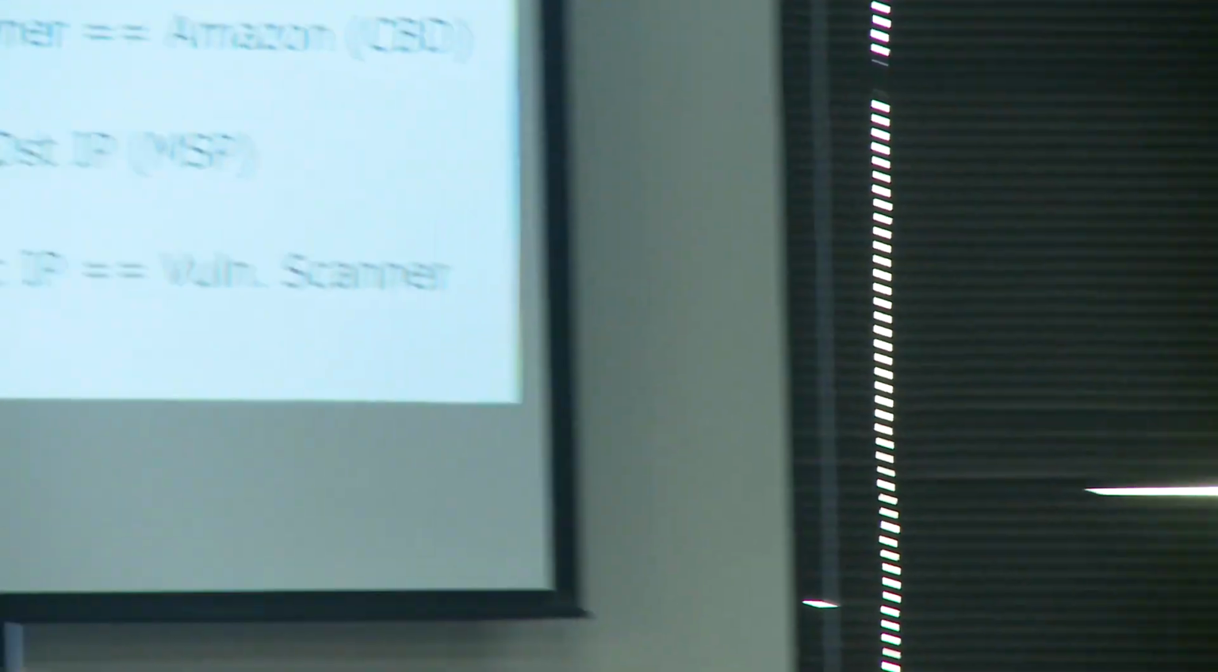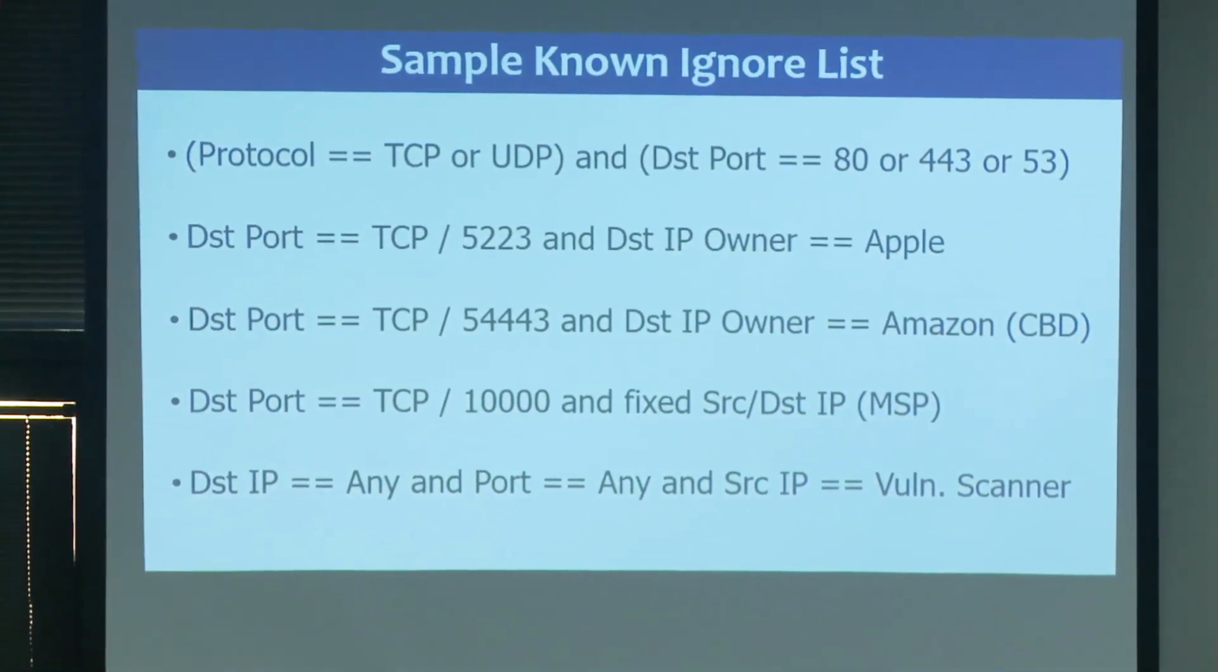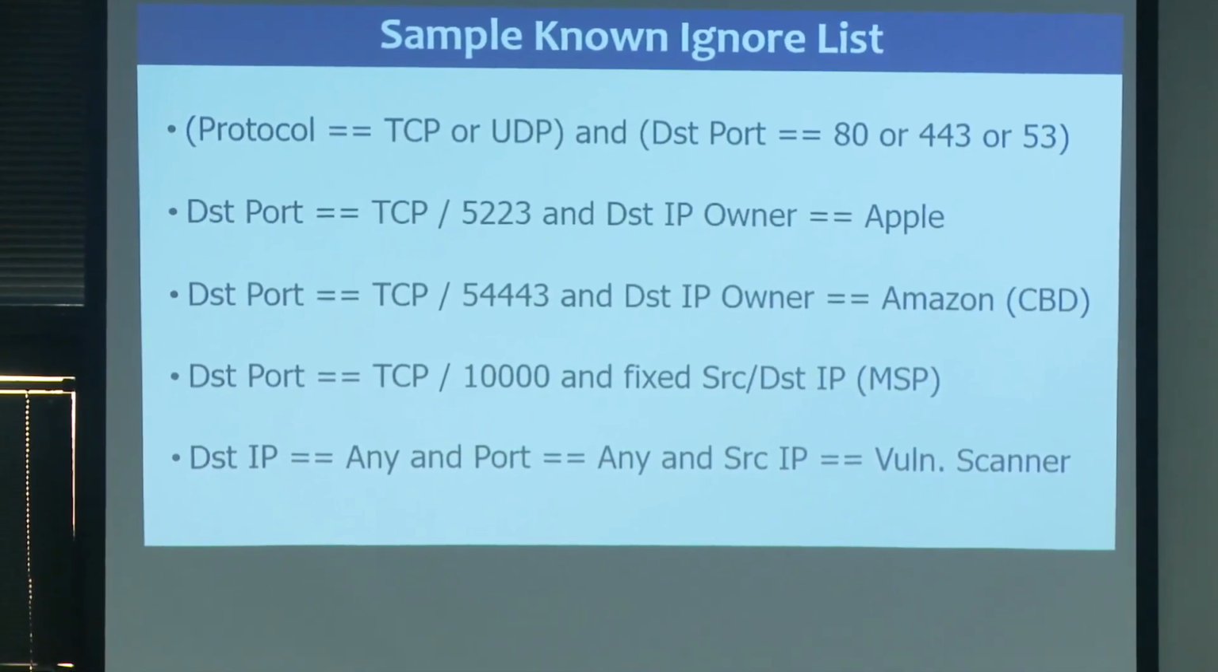The first line really says, if the protocol is TCP or UDP and the port is 80, 443, or 53, so that's web and DNS, I don't care. Right? I'm not collecting the data. Just drop that line.